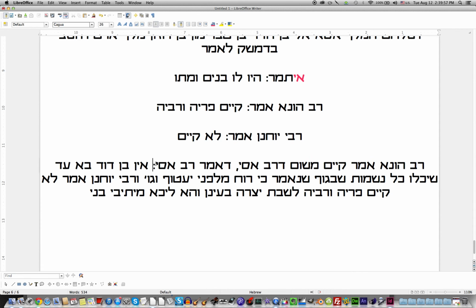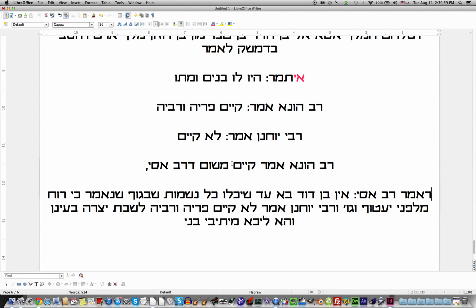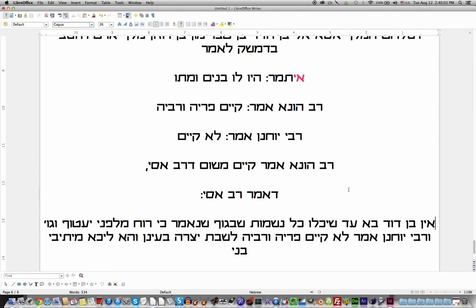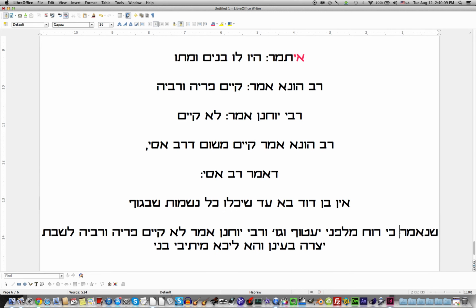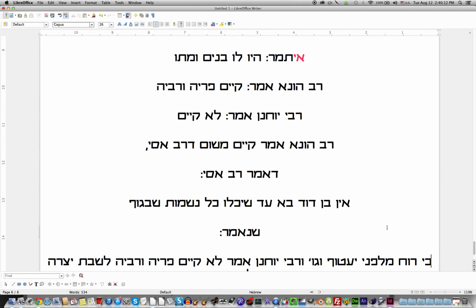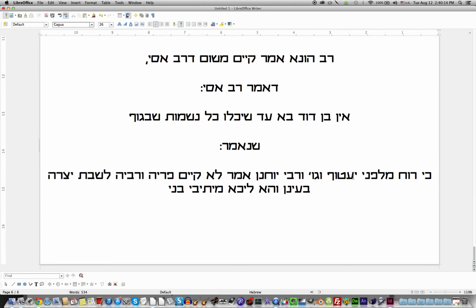And here is the answer to the question that I originally asked. Like, what context is this in? En ben David ba ad sheyichle kol haneshmot shebaguf shene'emar. This is the key to see what the pasuk is saying. Ki ruach milifanei ya'atof vegomer.